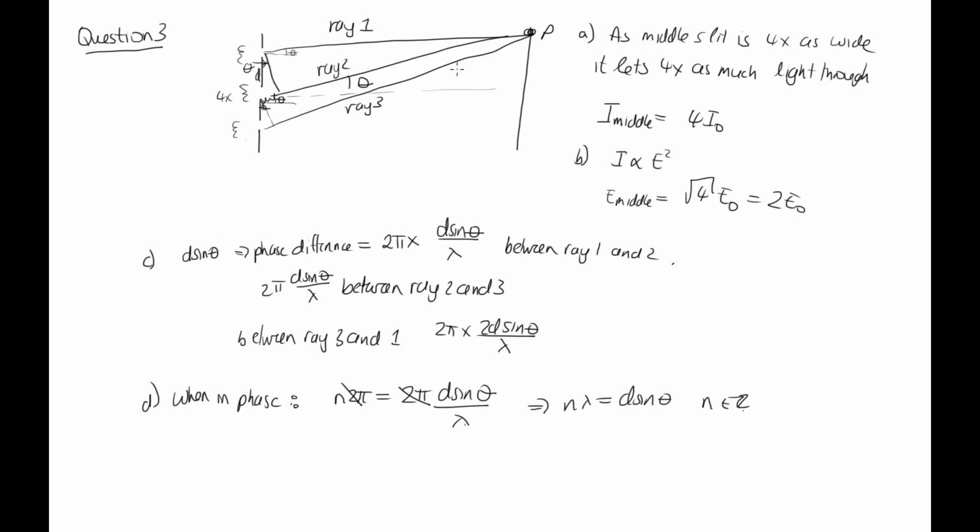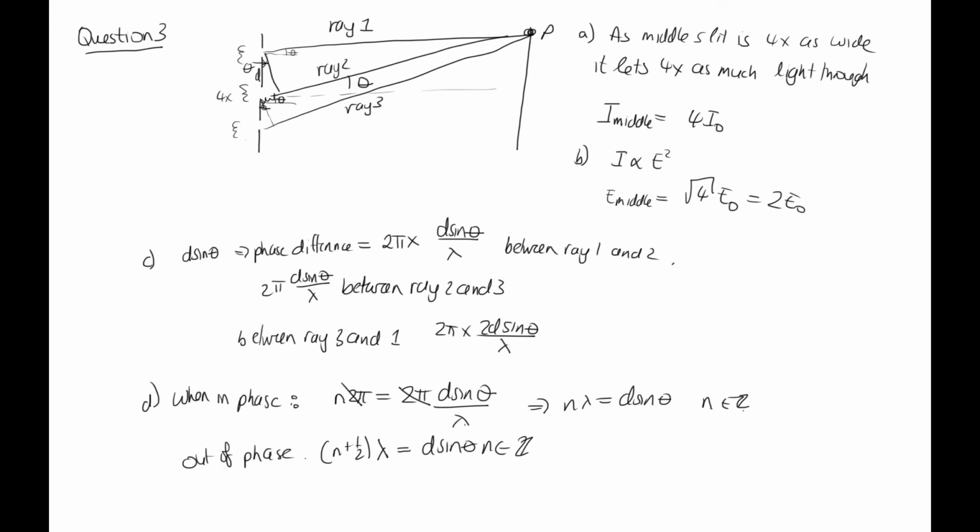Now it's going to be out of phase when it's traveled an extra half wavelength from this middle slit to these outer slits, because then this middle one is going to be totally out of phase. So that will happen when we have (n plus a half) lambda is equal to d sin theta, for n an integer. So this is out of phase.